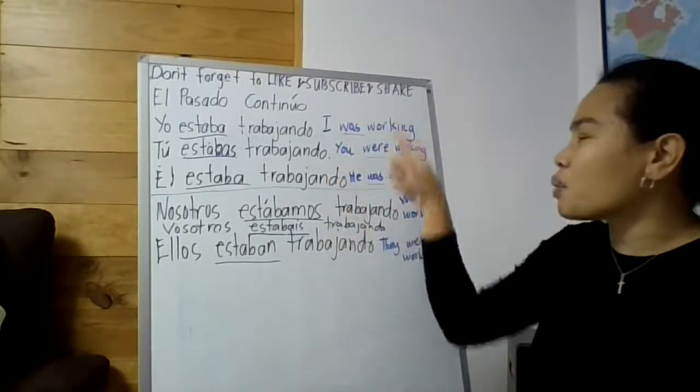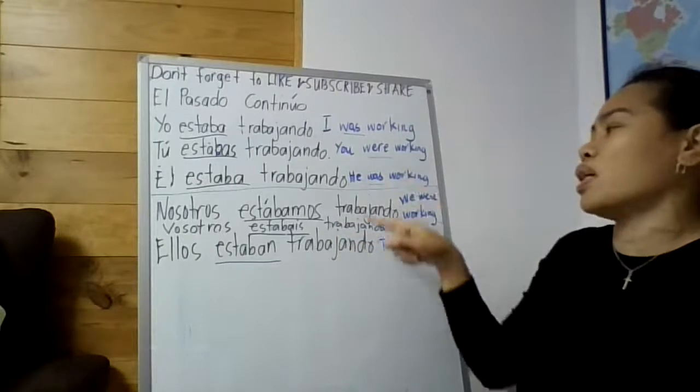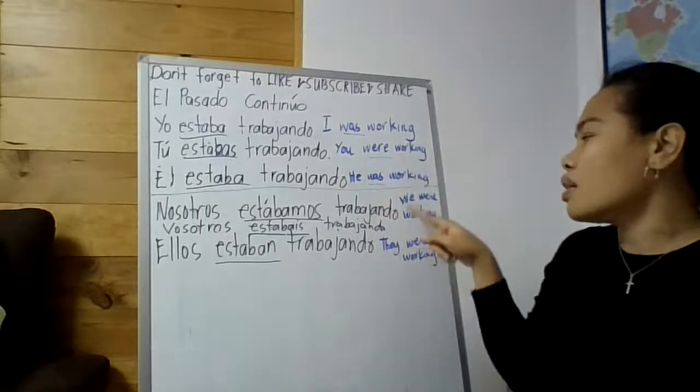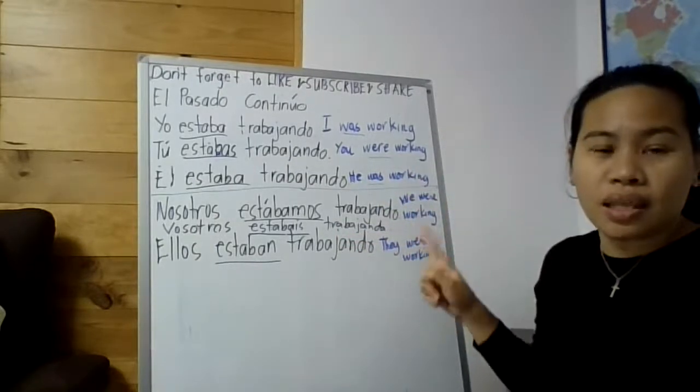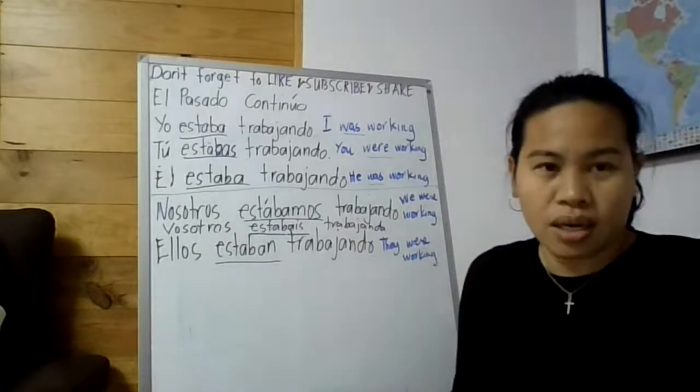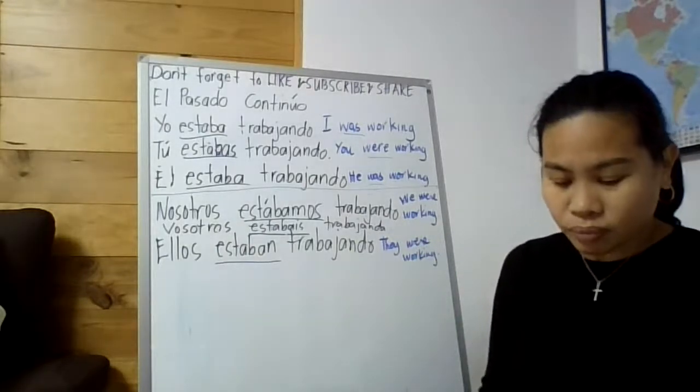Okay, for formal: I was not working. You were not working. He was not working. We were not working. And they were not working. Okay, people?